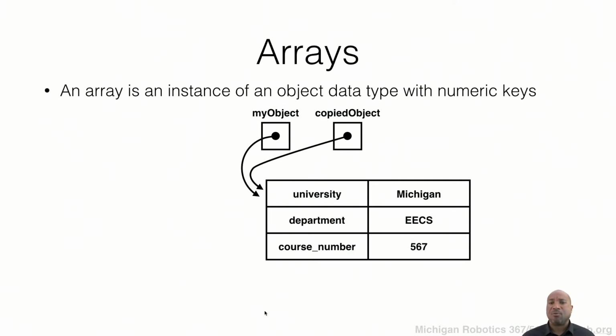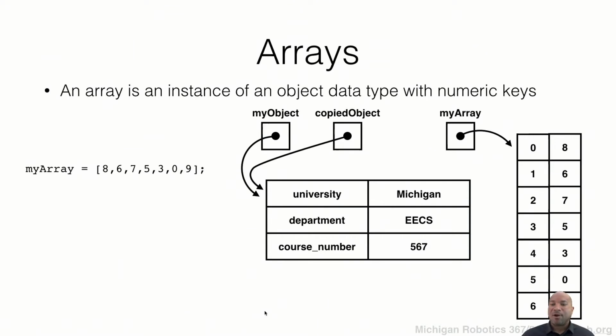There are other types of objects that are important too. There are arrays. An array is an object, except that instead of allowing keys to be any type of string or expression, it's specifically for numeric keys. If I create a new array of this form, what that will look like in memory is a new structure where each of these elements, 8, 6, 7, 5, 3, 0, 9, are assigned to a sequence of indices that are increasing in number.